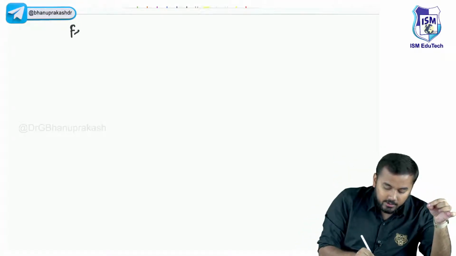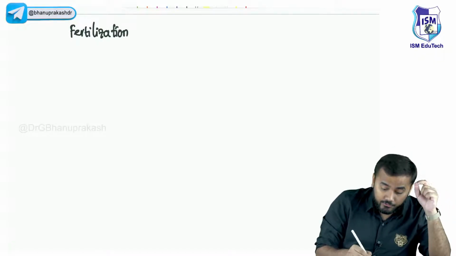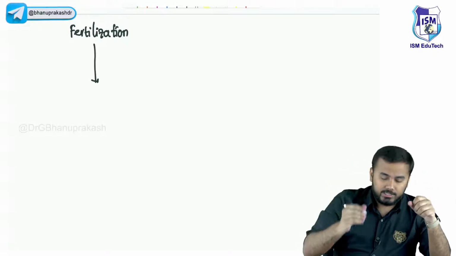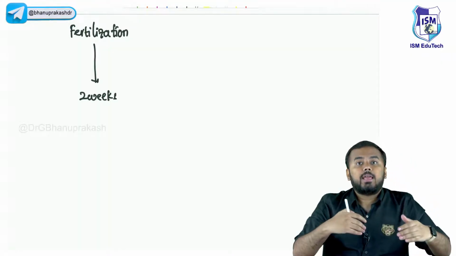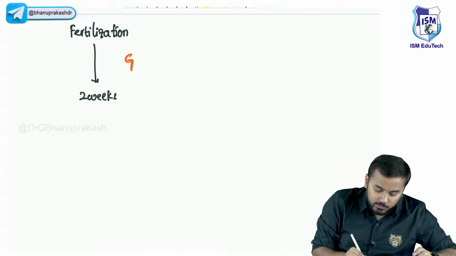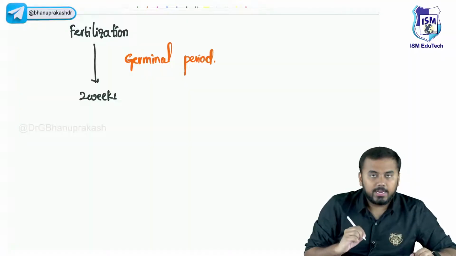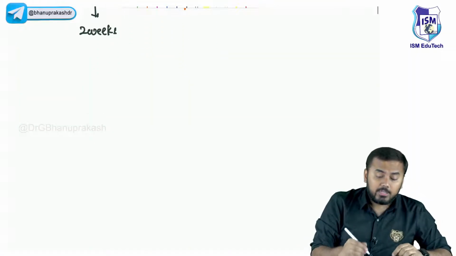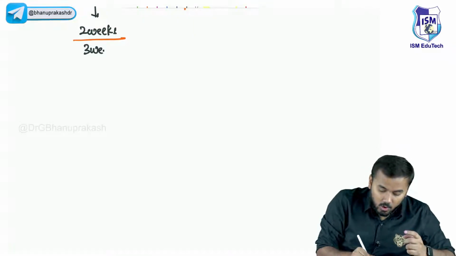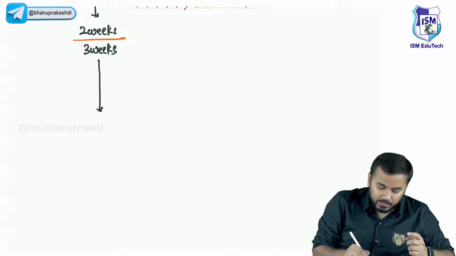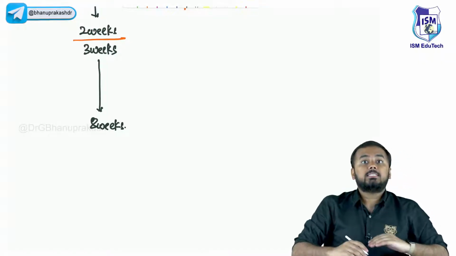So today fertilization has taken place. From today till the coming next 2 weeks, you call this period the germinal period. Now after two weeks, what happens? The third week. So from 3 weeks all the way till 8 weeks, you call this period the embryonic period.